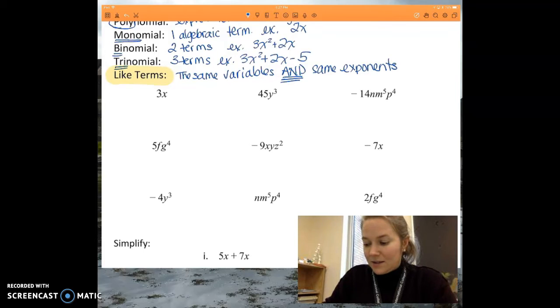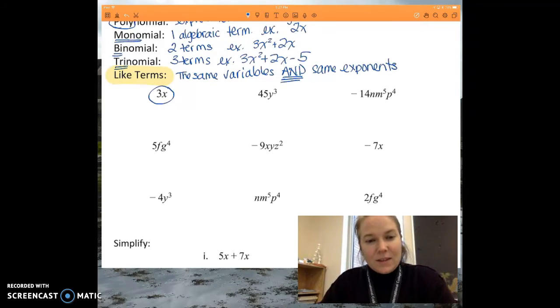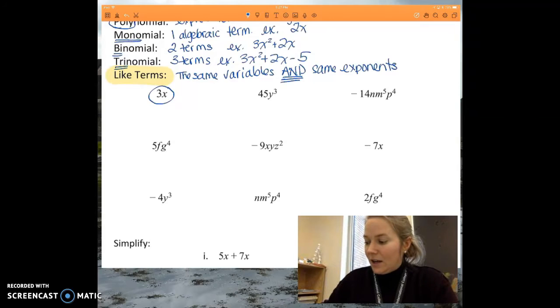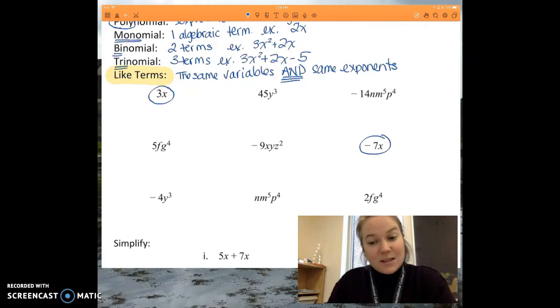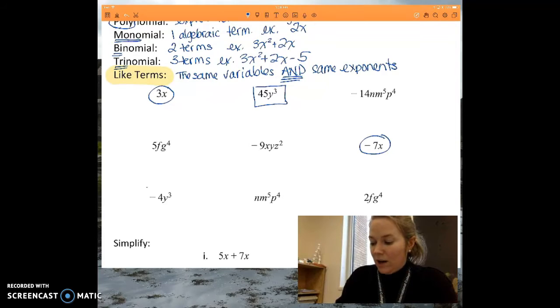So let's look at 3x. I'm going to put a circle around 3x. Now, 3x has a like term in here, and it's minus 7x. So you see the variable is x, and the exponent is 1. Let's do 45y cubed. I'm going to put a rectangle around 45y cubed. Now I want you to take a look through there and see if you can identify the other like term to 45y cubed. And you're right, it's minus 4y cubed.